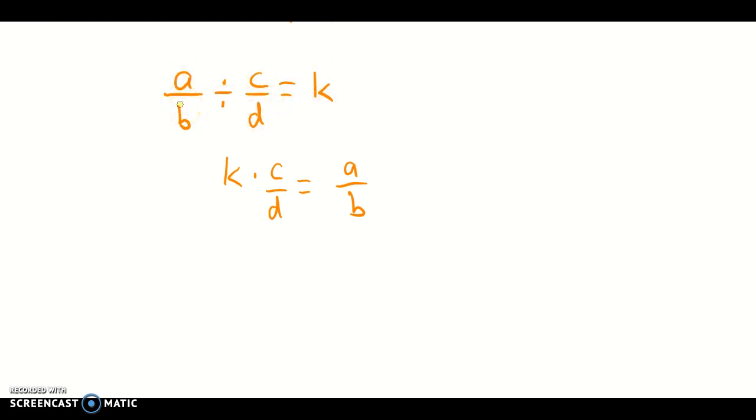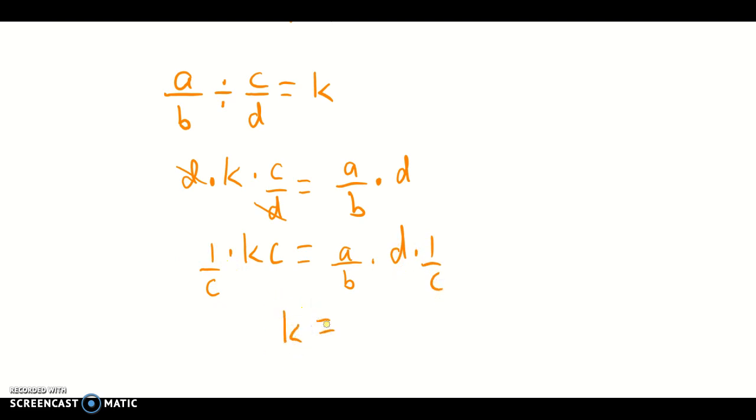Okay, so I'm going to solve this very similarly to how we did the last one. k is being divided by d. I want to solve for that number that we're going to get out of here. So I'm going to multiply both sides by d. Those cancel. So kc equals a over b times d. Then I'm going to divide both sides by c to get k alone. Dividing by c is the same as multiplying by 1 over c. And lo and behold, you get that your answer is also going to be equal to a over b times d over c. So we've proven once and for all, keep, change, flip.